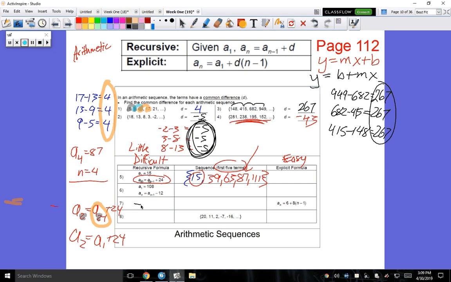Y equals b plus mx. Why would I want them to teach you this way? Because b is where you start. M is how you change per jump. Okay? So the way this is color coordinated, there's my jump. How much are you changing each jump? Right here. You with me? Where do you start? Well, you start here. Is it starting to make sense? As far as the a sub 1 and so on and so forth.